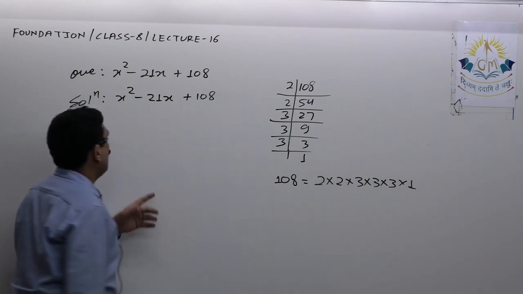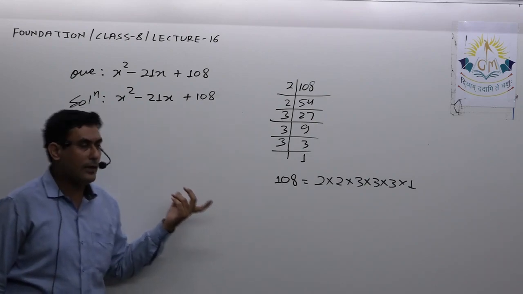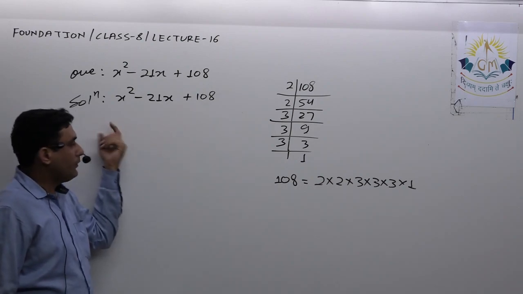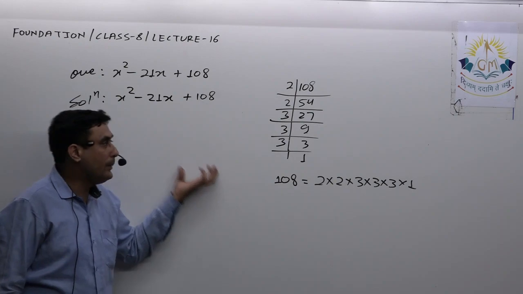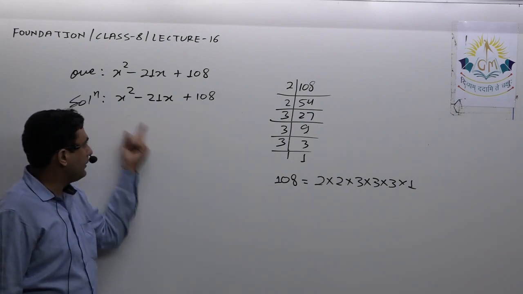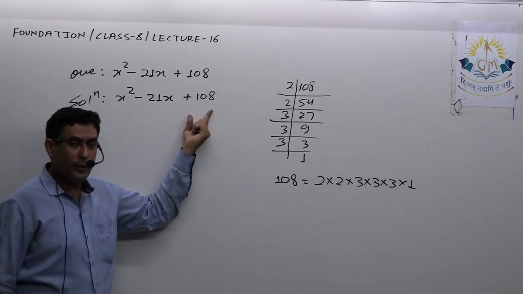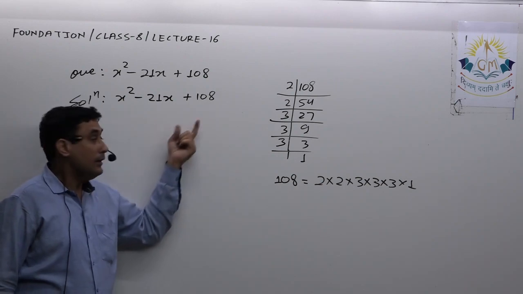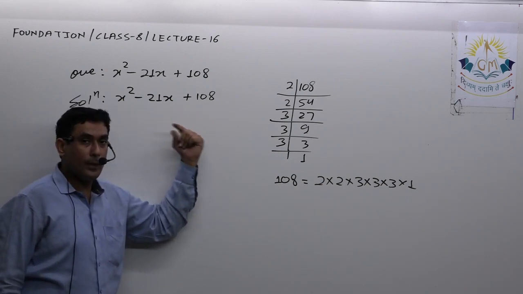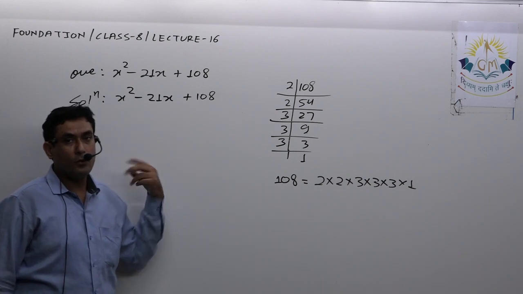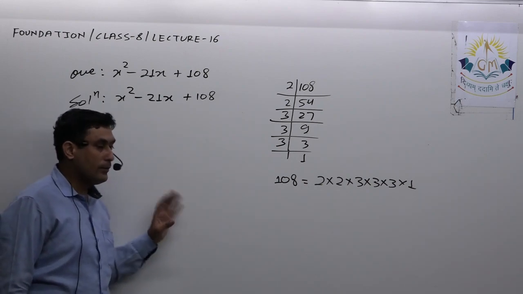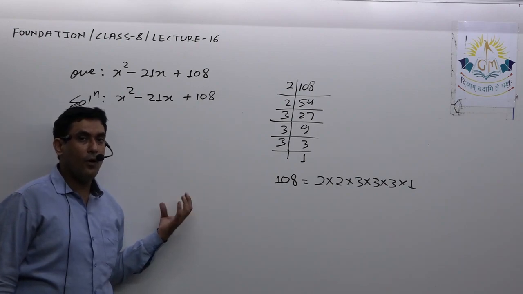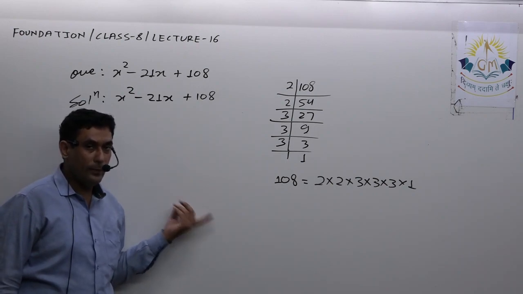Now, one thing I can definitely say: whatever those two groups will be, their product must be x square into 108, that means 108x square. So their product must be positive. Now to get the product of two quantities positive, both terms should either be negative or both terms should be positive.